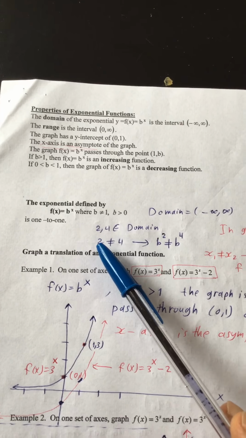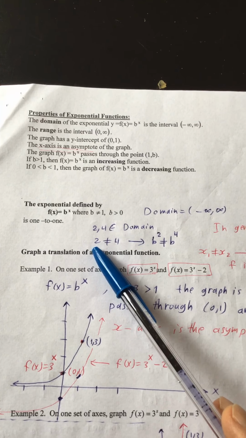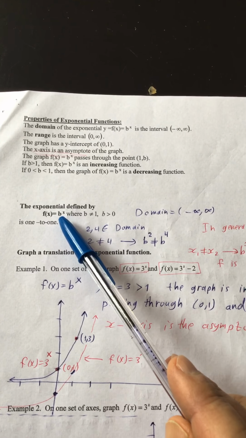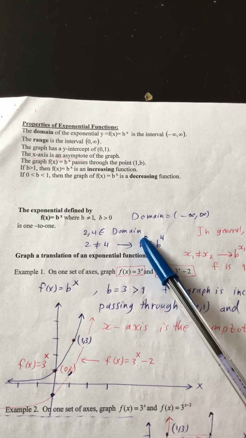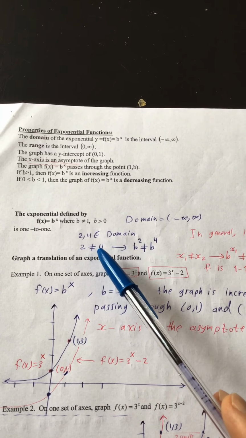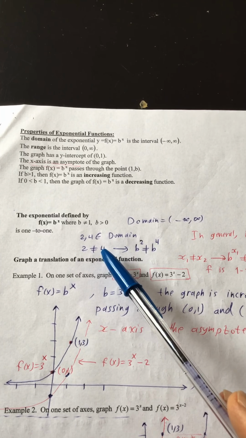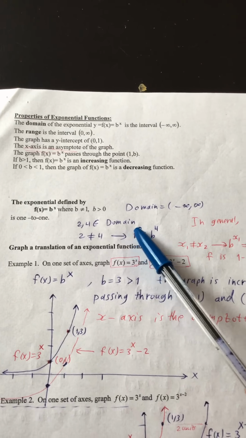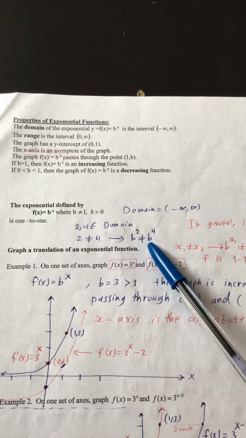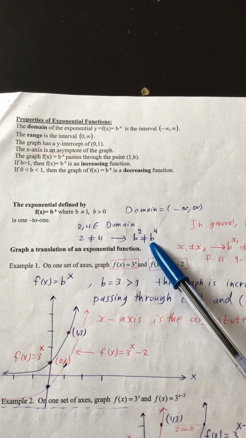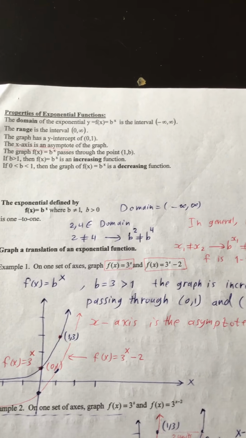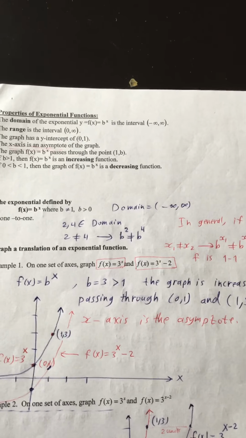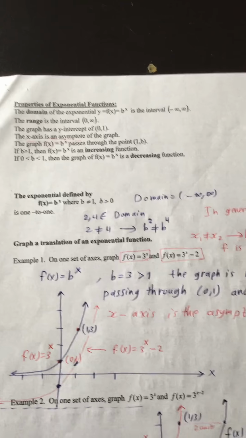Now substitute 2 for x in this function, so we get b to the power 2. If x equals 4, we get b to the power 4. It is clear that b squared is not equal to b to the power 4. Therefore, this function is 1-to-1.